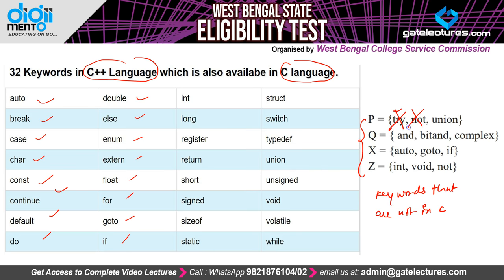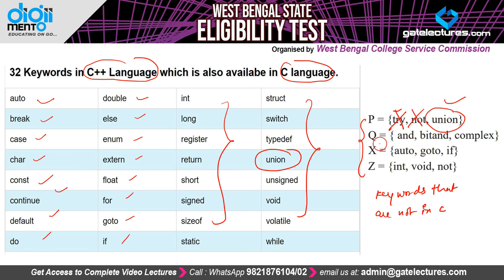Now this keyword not is also not present in the C language. If you can find any keyword here, then it is present in C language. As for the keyword union, it is present in C language because union is present in here. But try and not, these two keywords, are not present in the C language.